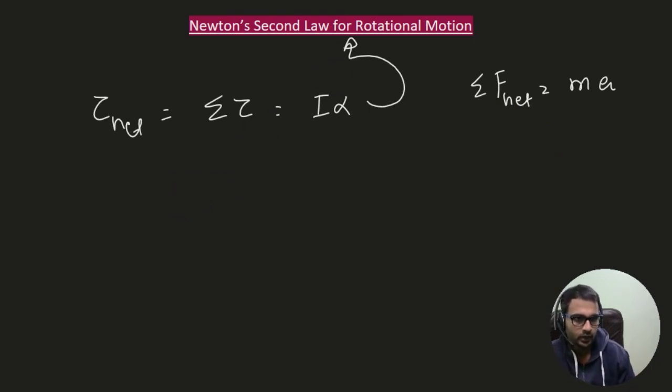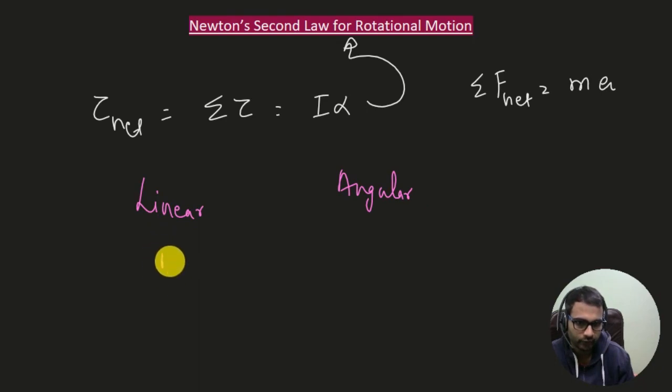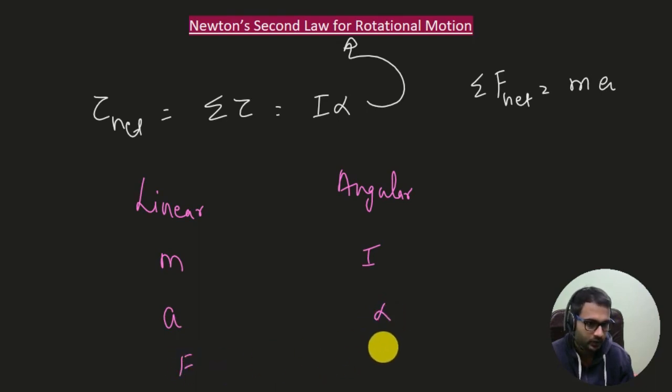So to conclude, I'm writing the linear quantities here and the angular quantities here. In linear motion we have the mass m, which is replaced by the moment of inertia I for angular quantities. The acceleration a is replaced by alpha, and the force is replaced by torque.